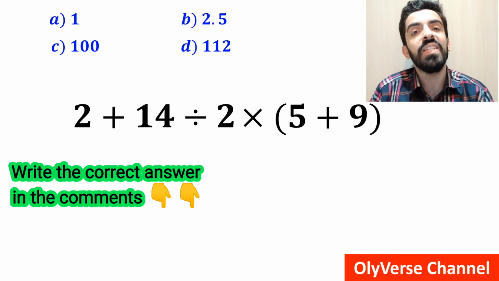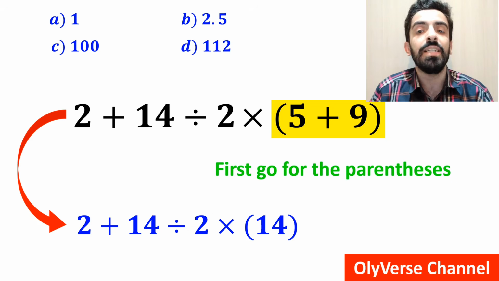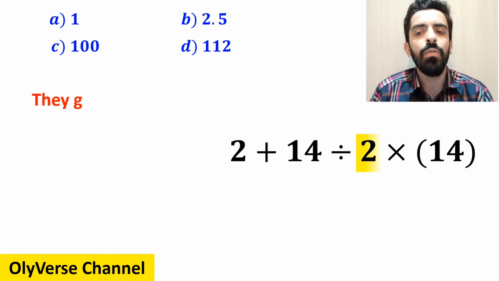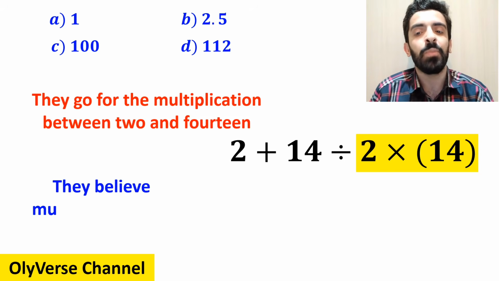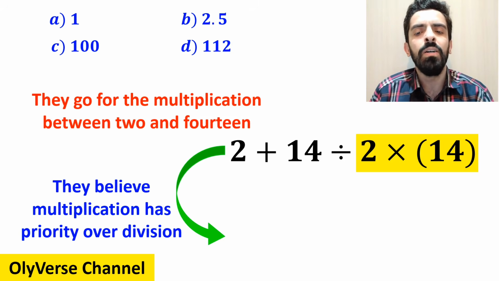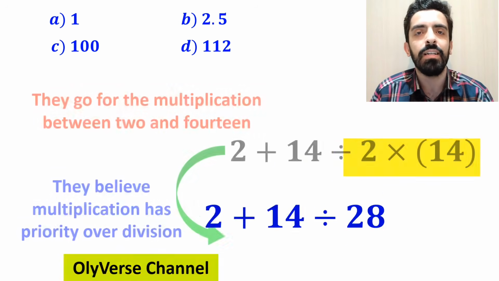Also, some other people, when solving this question, first go for the parentheses and write this expression as 2 plus 14 divided by 2 multiplied by 14. And the next step, they go for the multiplication between 2 and 14 because they believe multiplication has priority over division. So, this expression simplified to 2 plus 14 divided by 28.